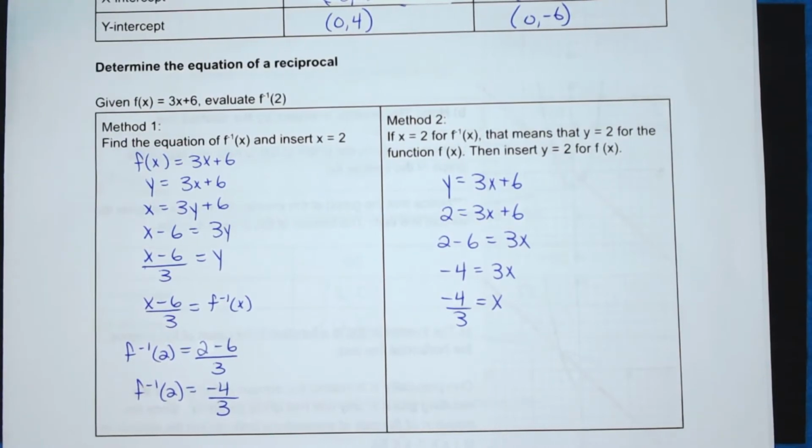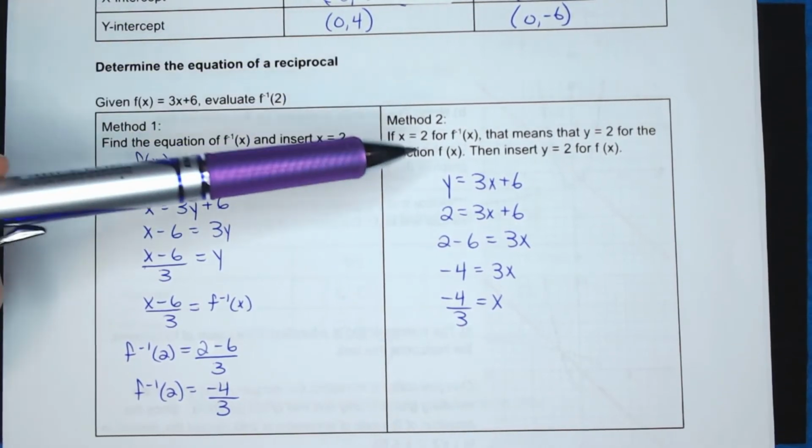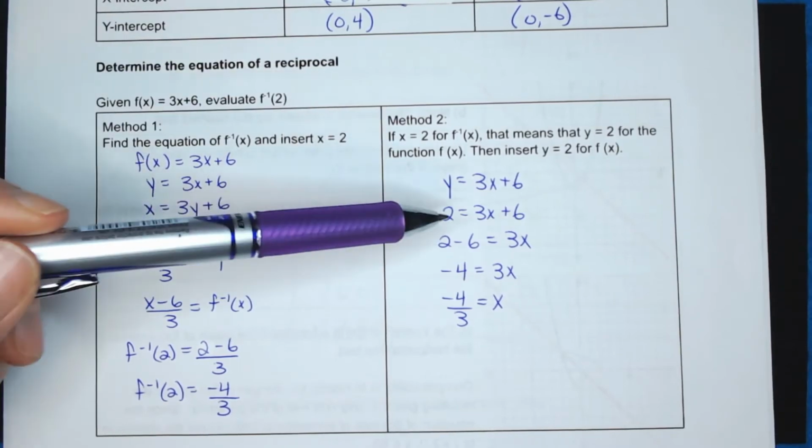In method 2, you're doing the same amount of work. You're just inserting numbers instead of using the letters. So whichever way is more convenient for you, please do that one. It's the same amount of work, it's just a different method.